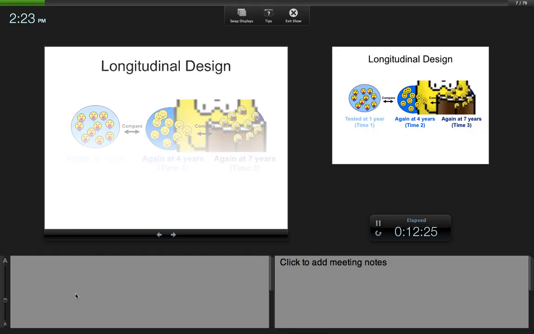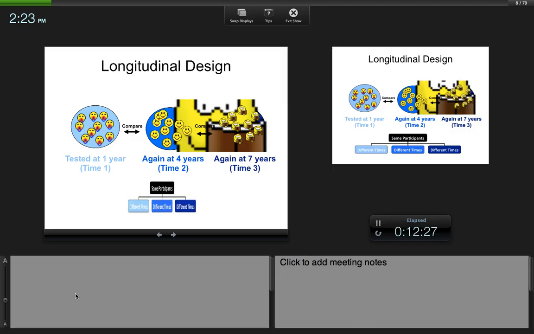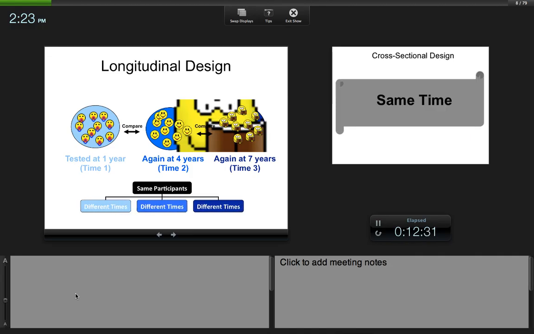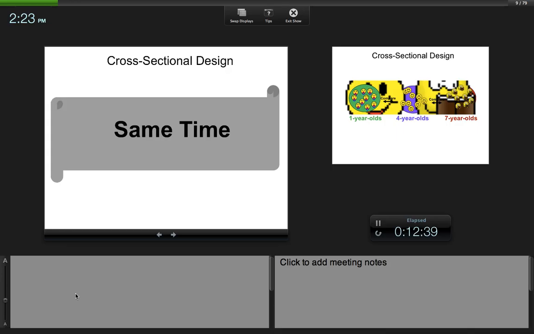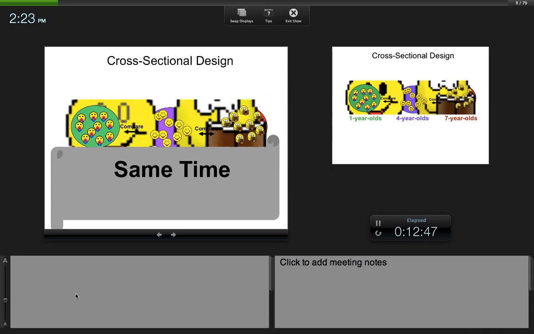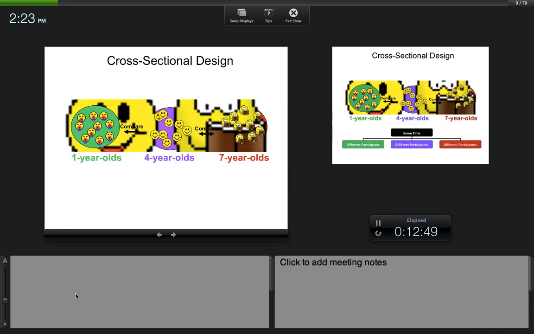As a possible alternative approach. Okay, sorry, so exact same participants in the longitudinal design, different points in time. But the point is the exact same participants over time, okay? In a cross-sectional design, what I'm going to do is I'm going to have data collection occur at the exact same time. Well, what's going to be different is I'm going to have 1-year-olds, 4-year-olds, and 7-year-olds.